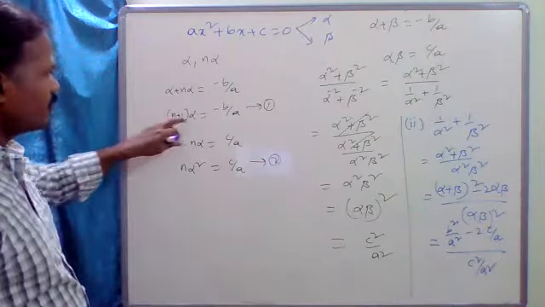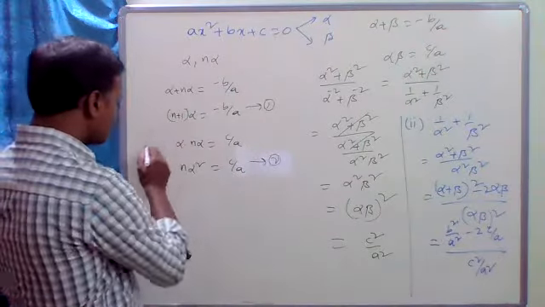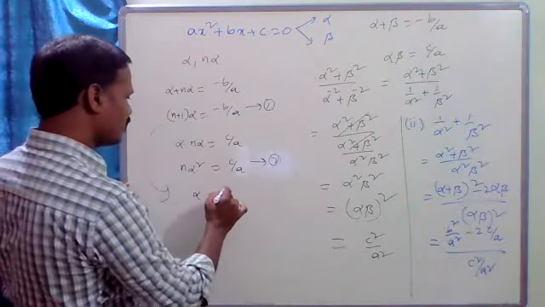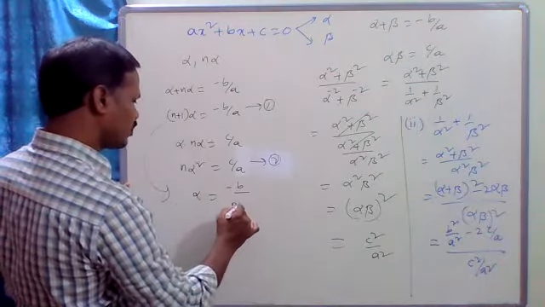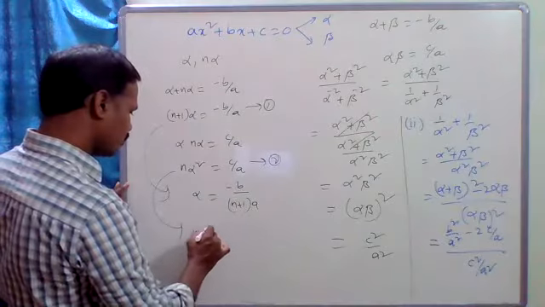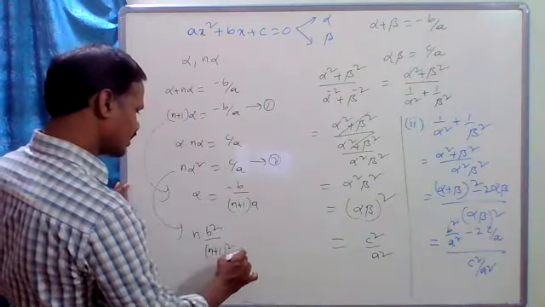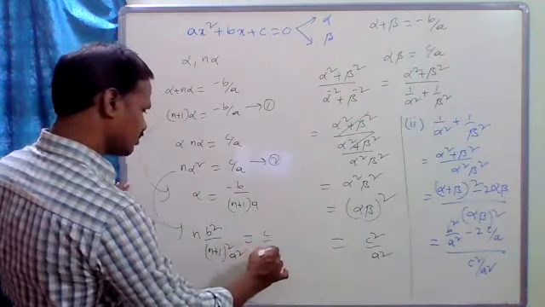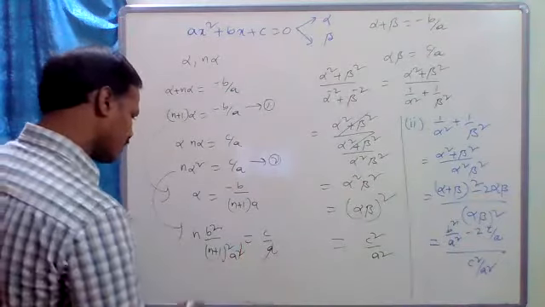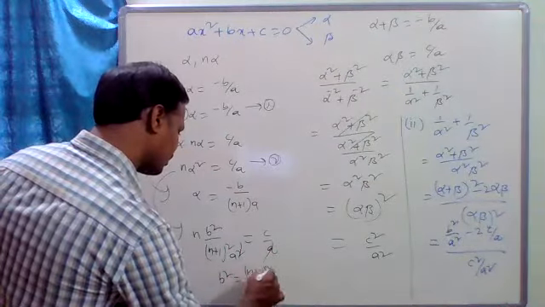And now from 1 and 2, substitute the alpha value. From this, find the alpha. Alpha equal to minus b by (n plus 1) into a. Substitute this alpha value in this equation. N into b square by (n plus 1) whole square a square equal to c by a. And now one a will be cancelled. So b square equal to (n plus 1) whole square by n, times c a.